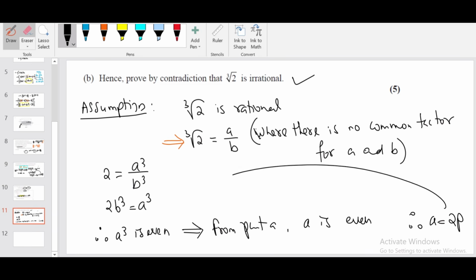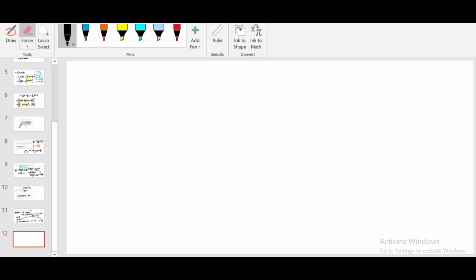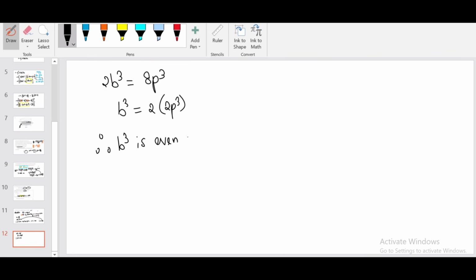So I'm going to sub this in here now. So 2b cube is equal to a cube. 2p whole cube is 8p cube. Divide by 2. b cube is 4p cube. I'm going to write it as 2 times 2p cube. Why I'm writing it this way? Therefore, b cube is an even number. From part A, b is also even. So I can write an even number as 2 times something.